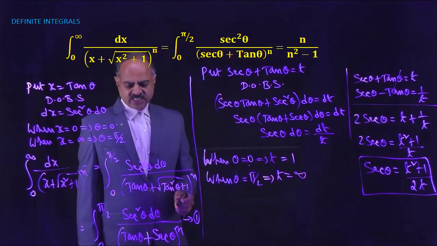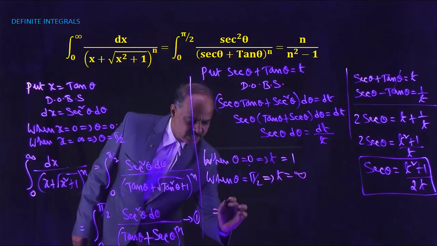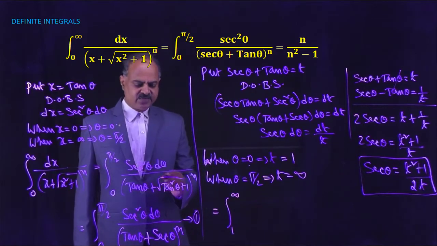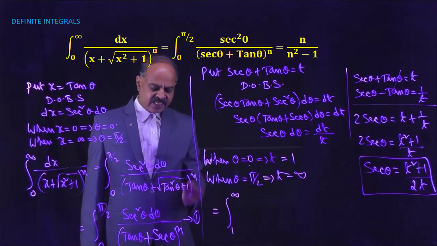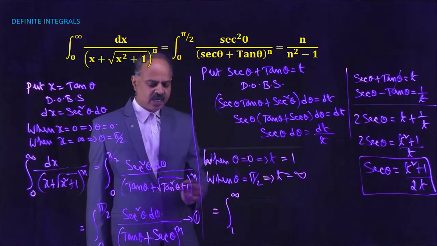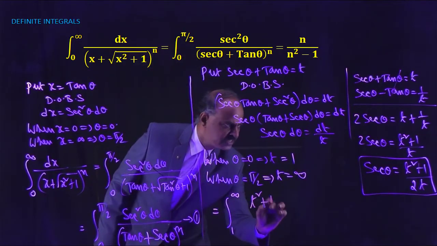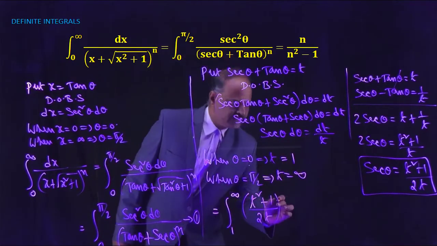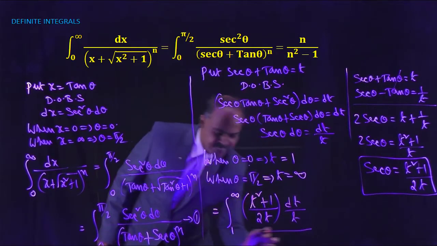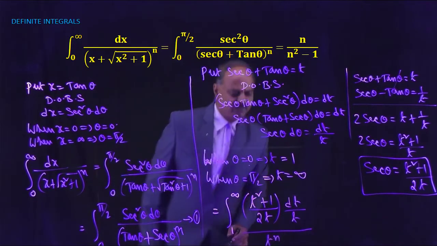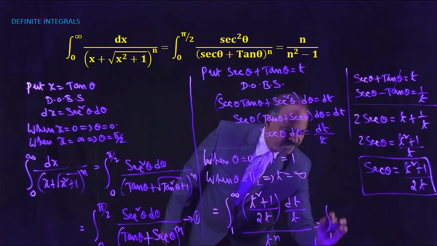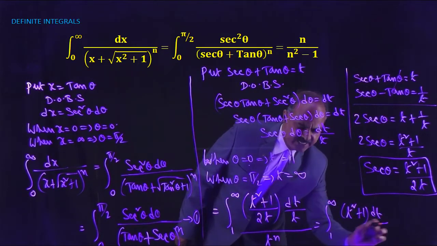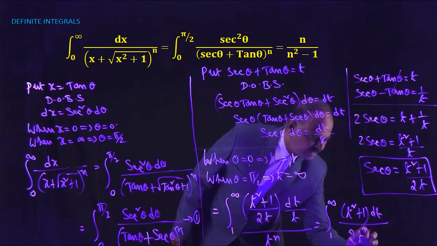Now equation 1 becomes the integral from 1 to infinity of secant square theta d theta, which can be written as secant theta into secant theta d theta. But secant theta is equal to (t square plus 1) by 2t, and secant theta d theta is equal to dt by t, by t to the power n. Now this is equal to the integral from 1 to infinity of (t square plus 1) dt by 2 into t to the power n plus 2.